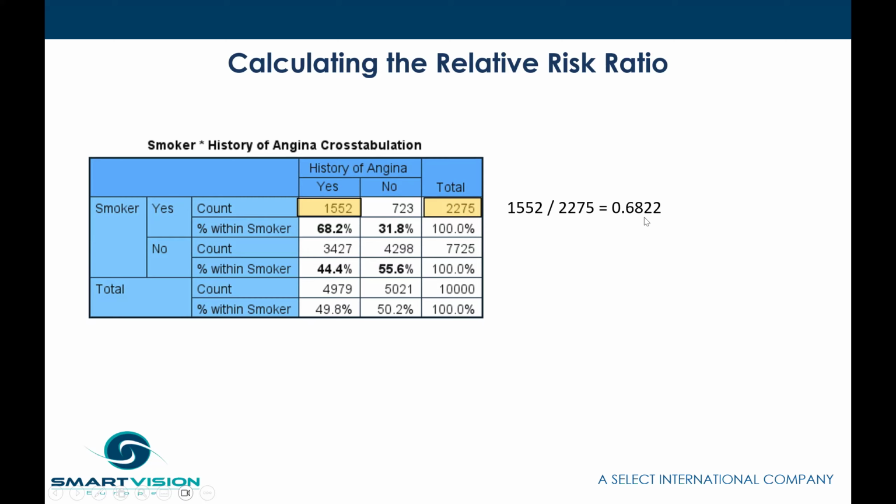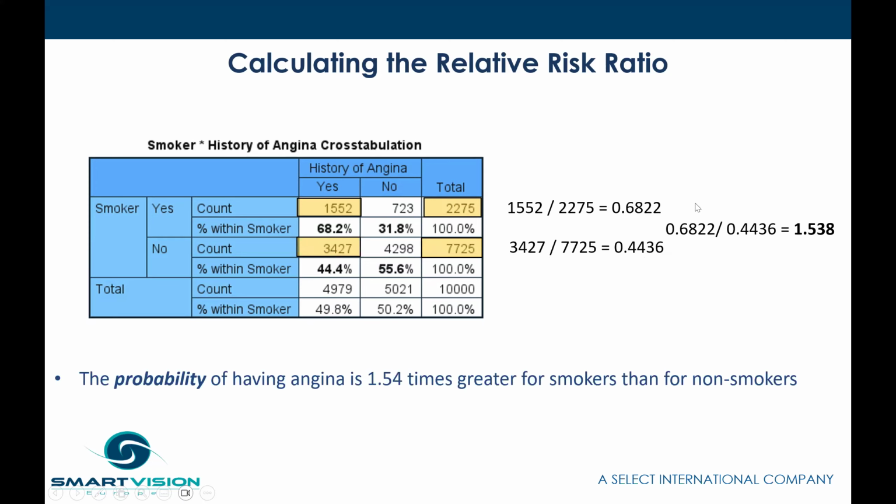Well, that's 68%. As you can see here, it's just 0.68. It's the same as that value. And the next value is the proportion, it was basically 44%, comes out as a ratio of 0.44. And then the ratio of one to the other is 1.59. And it's simply interpreted as the probability of having angina is 1.54 times greater for smokers than for non-smokers.